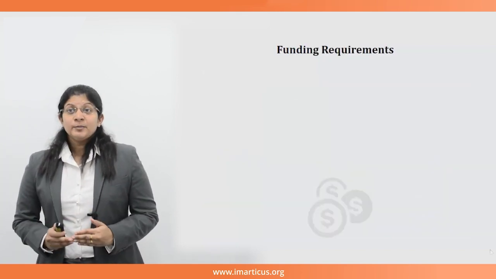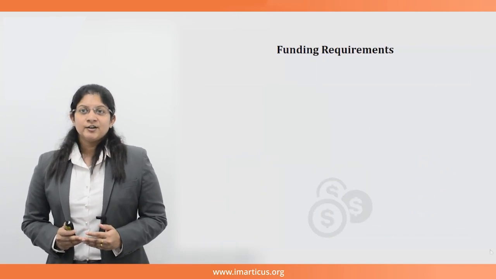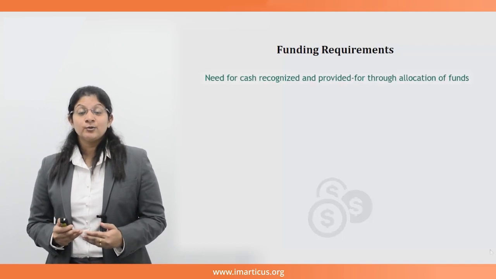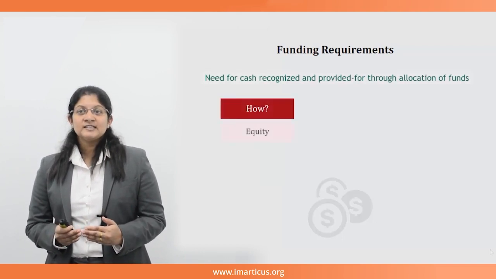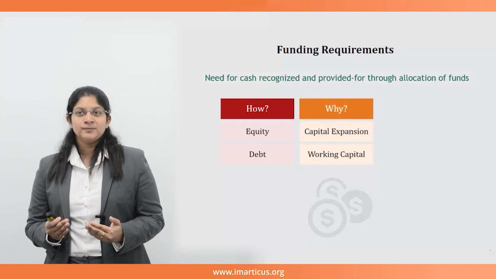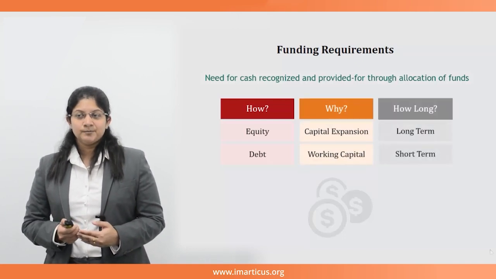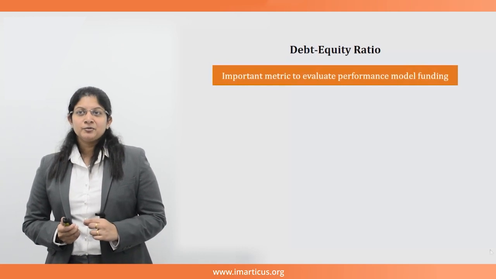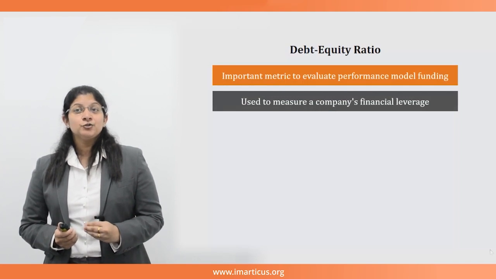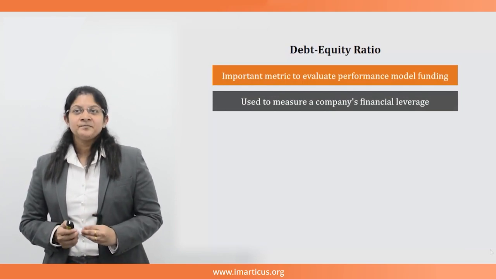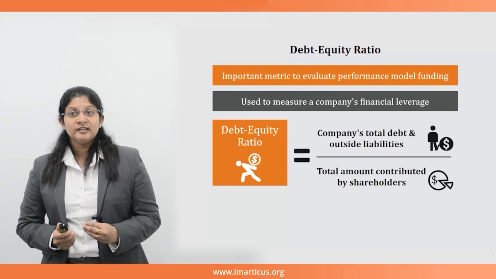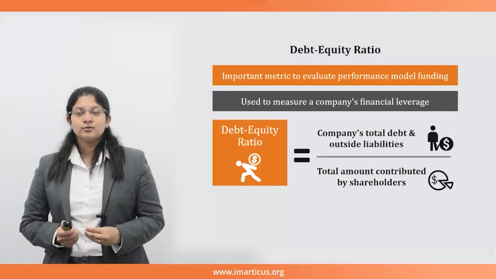The last topic we are going to discuss in forecasting pertains to funding requirements. Funding requirement refers to the need for cash recognized and provided for through an allocation of funds. Funds could be raised as debt or equity. They could be raised to fund capital expansion or working capital expenditure, and they could be long-term or short-term in nature. A very important metric to evaluate performance as well as model funding is the debt-equity ratio. The debt-equity ratio is a ratio used to measure a company's financial leverage. It is calculated by dividing a company's total debt and outside liabilities by its equity, which is the total amount contributed by shareholders.